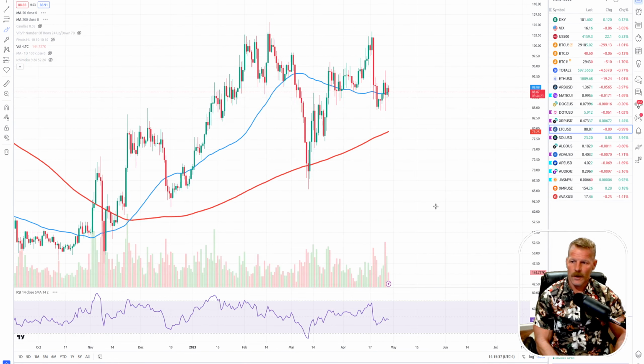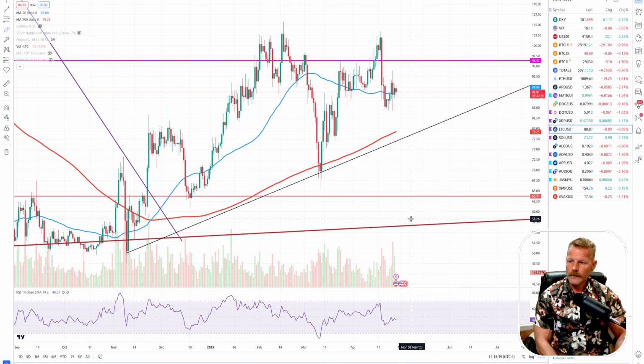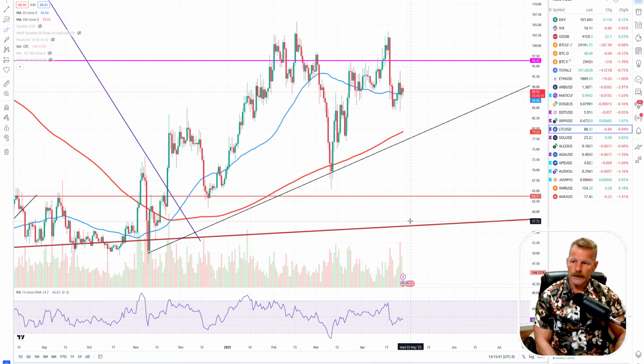LTC is our strong altcoin right now. Now, it is forming also a bear flag, and we're testing that 50-day. I would not re-enter till we retested that 200-day moving average. But LTC is a nice, strong altcoin to look to enter in.